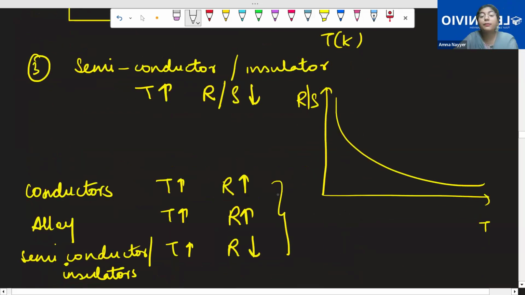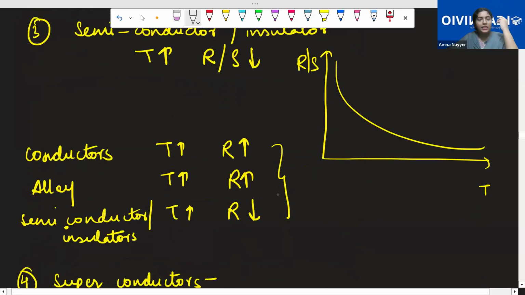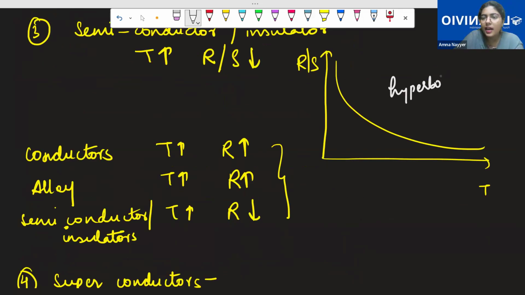Then come your semiconductors and insulators. Now see, the graph will be exactly opposite because temperature and resistance vary in opposite ways. So the graph here is a hyperbolic graph. Conductors, alloys, and semiconductors have this story.